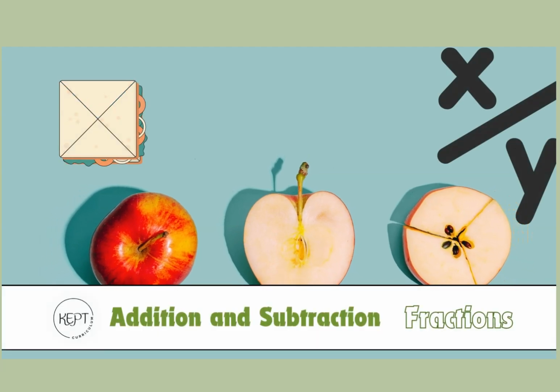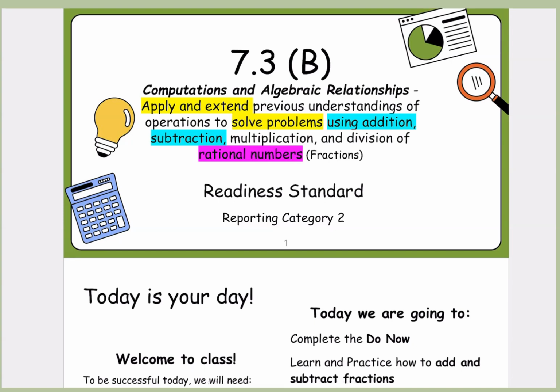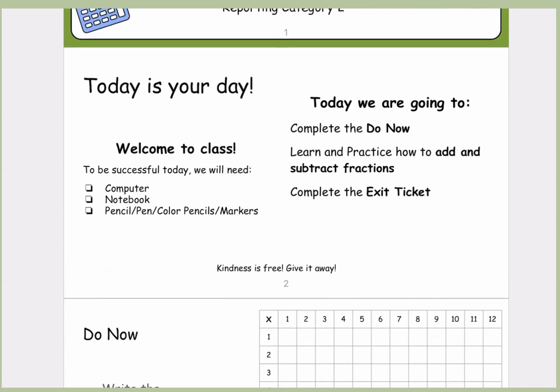Addition and subtraction of fractions, Lesson 1. 7.3b Computations and Algebraic Relationships. Apply and extend previous understandings of operations to solve problems using addition, subtraction, multiplication, and division of rational numbers, specifically fractions. This is a readiness standard in reporting category 2.